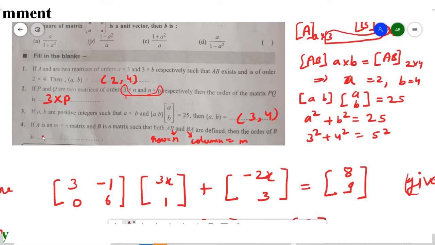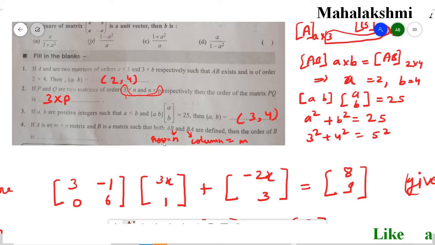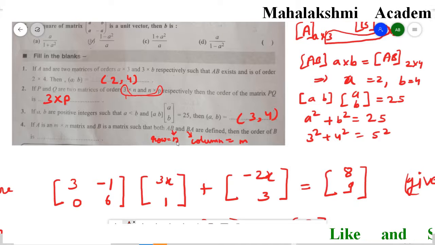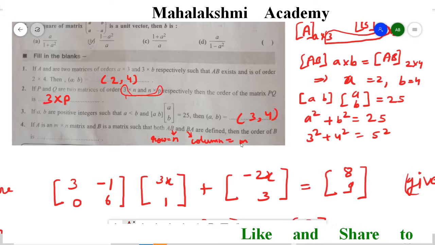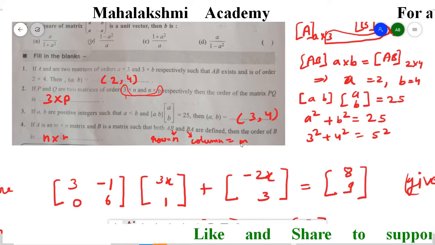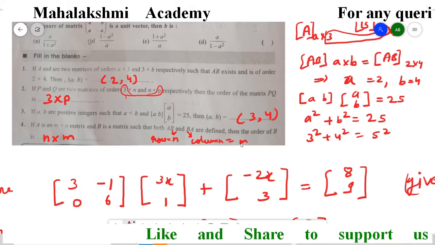So the conclusion is, we have to write down the order of B. Order used to come in the form of row multiplied by column. So the row is N and the column is M. So we will write here N multiplied by M.